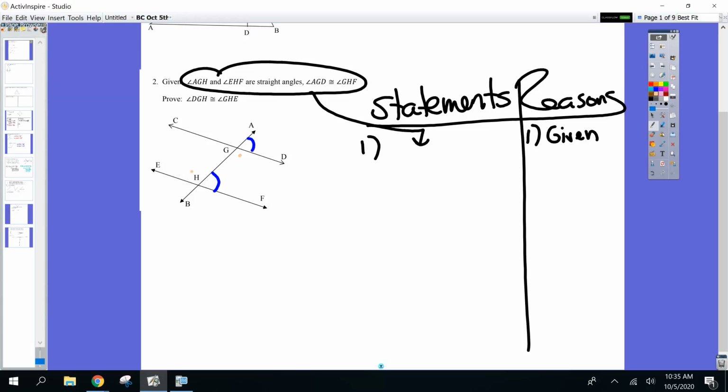So how do I get those 2 congruent? Well, let me just highlight one of the straight angles right now. AGH. So everyone see that straight angle? I only highlighted part of it. I don't need the whole thing. But what can I do with that straight angle and this blue one, AGD, that I marked to get to DGH, the one I need? Here's a little hint.